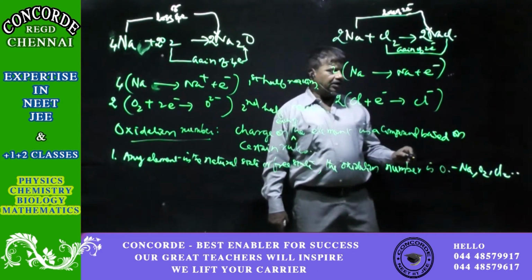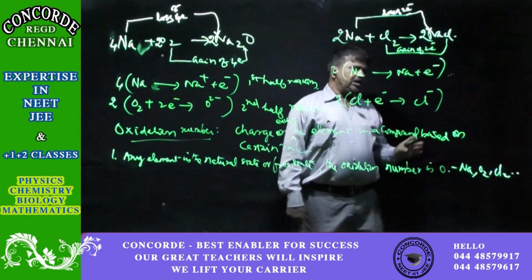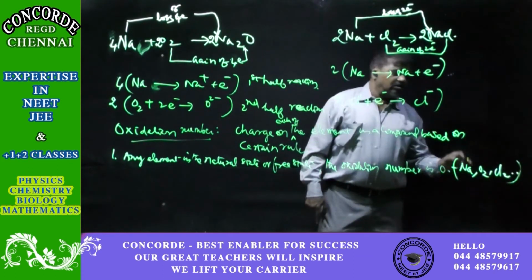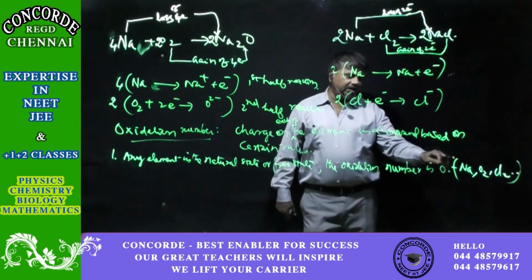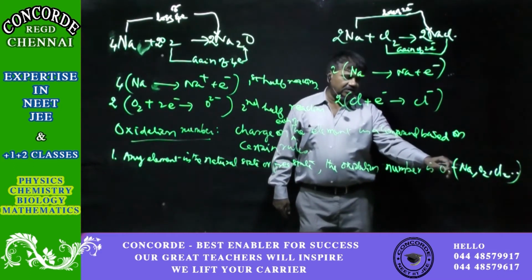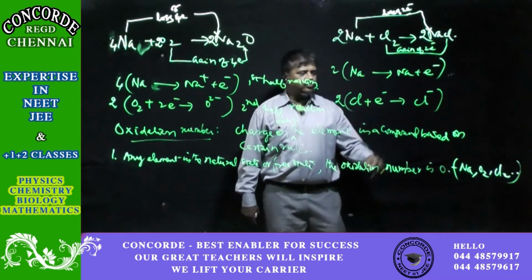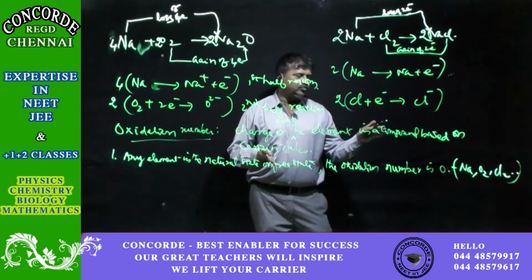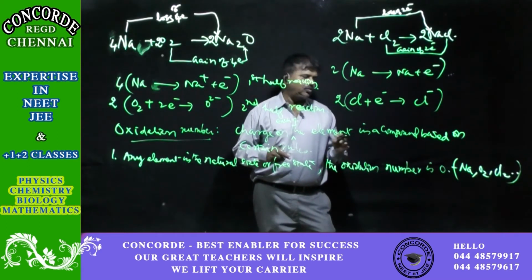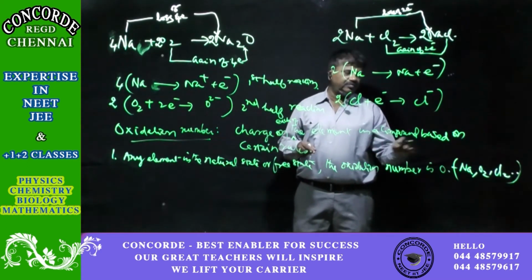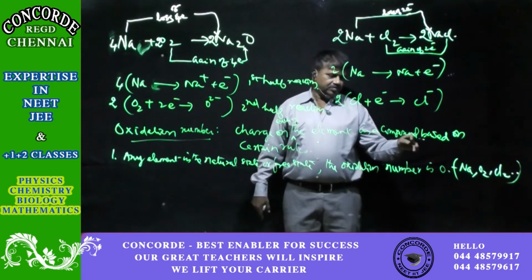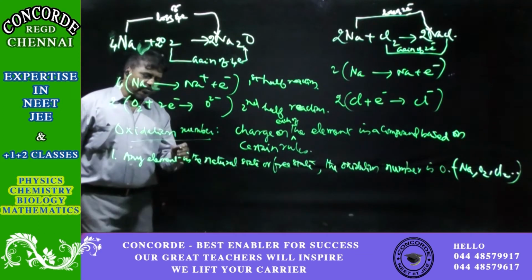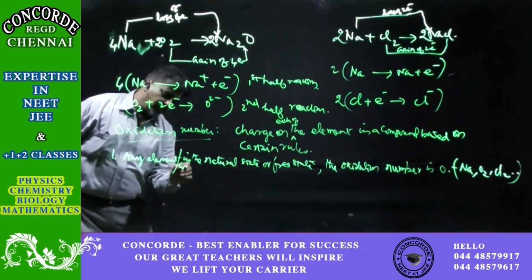So like that, any element which is in a free state or in its natural state, whether they are available singly or not, has oxidation number 0. In nature oxygen is a dimer, chlorine is a dimer, so only two Cls will be available together. As a whole O2 will be 0, as a whole Cl2 will be 0, and Na is 0.